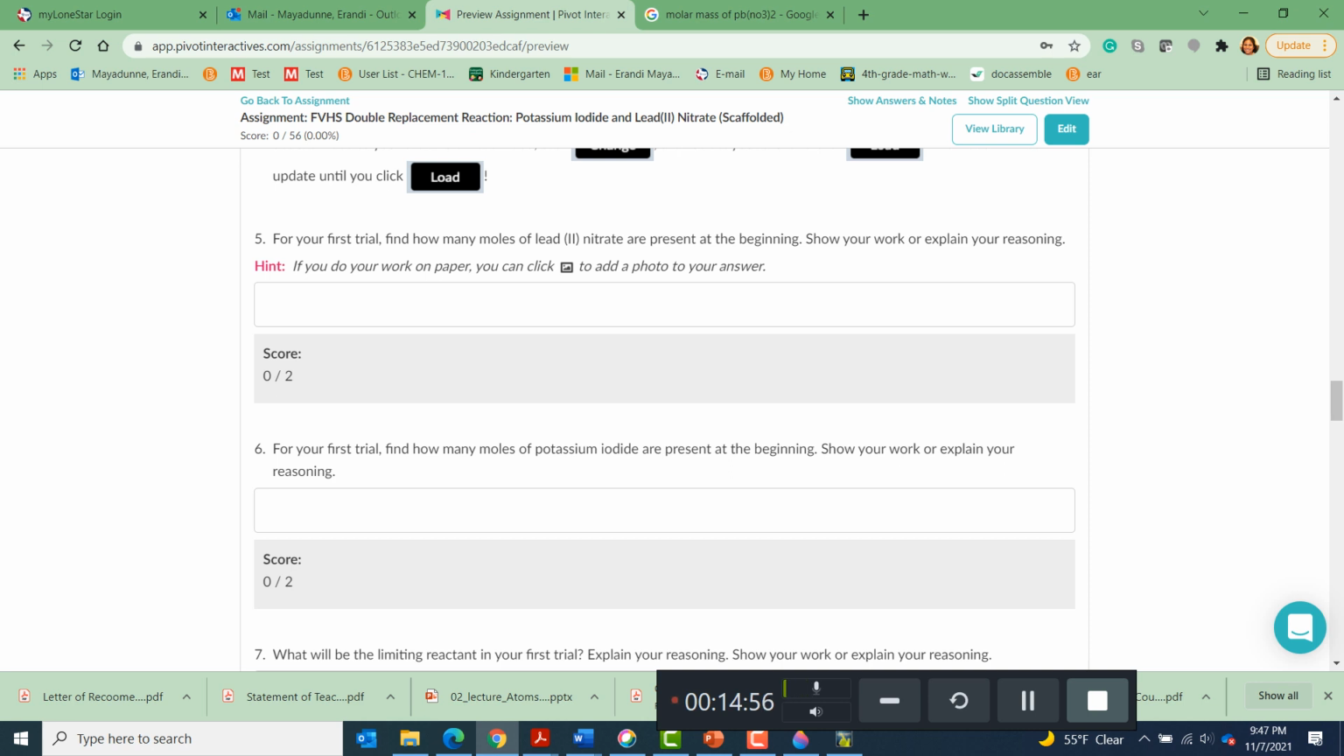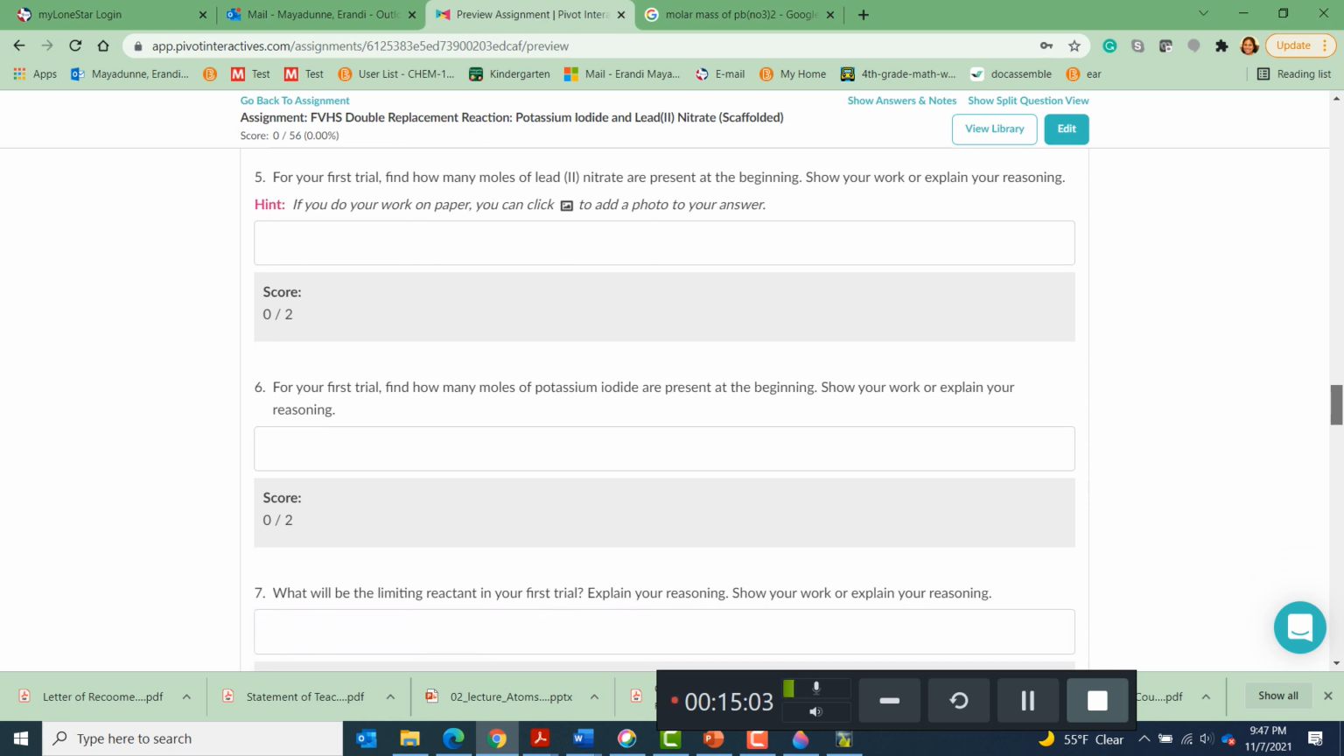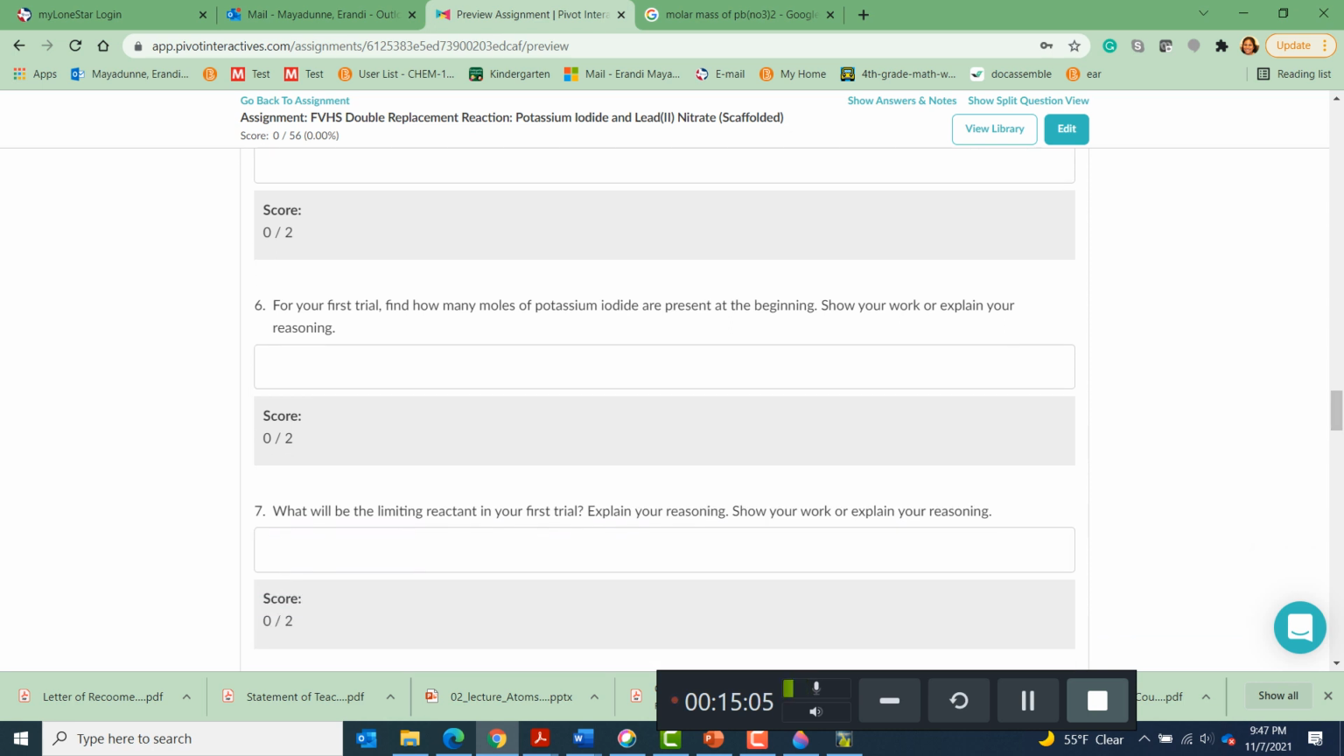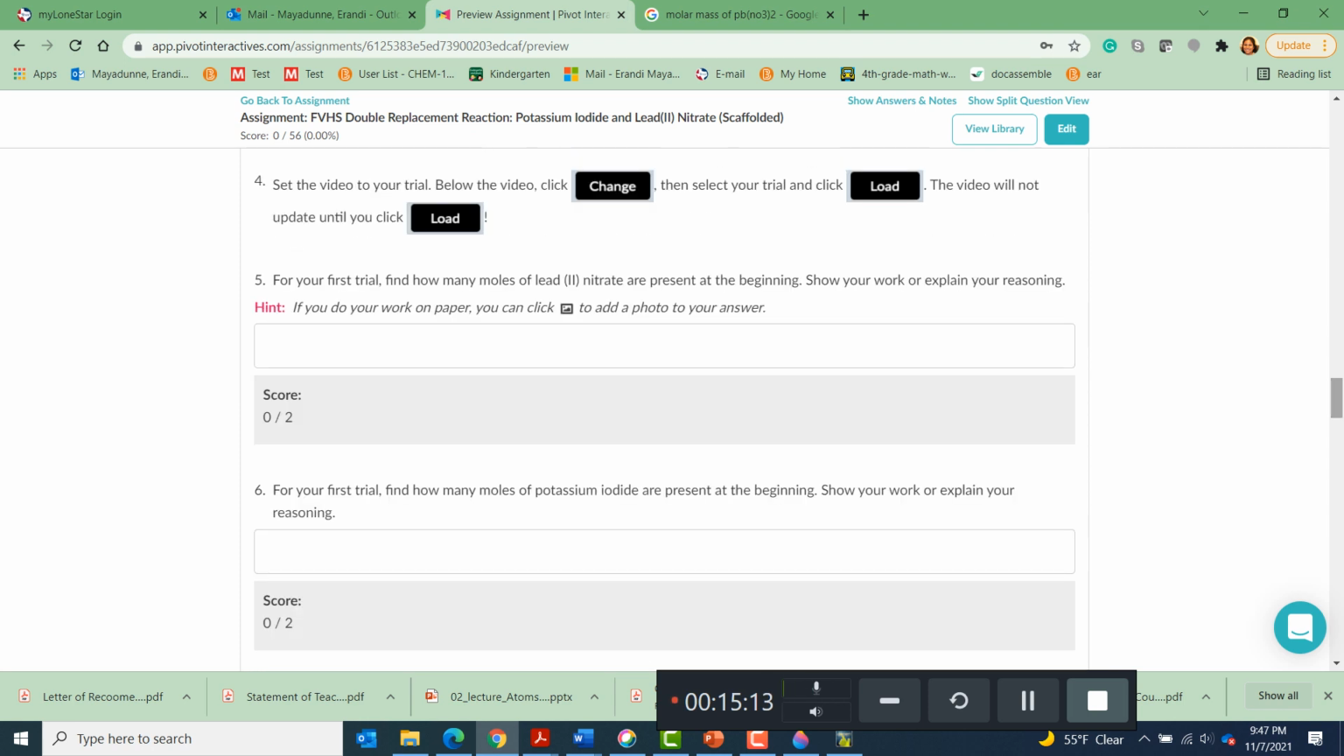We did that. The potassium iodide present at the beginning, we did that, and it was 0.012 mole. And then what will be the limiting reactant for your first trial? So you need to find the number of moles of each reactant, and then you see this reaction is happening in 2 to 1.